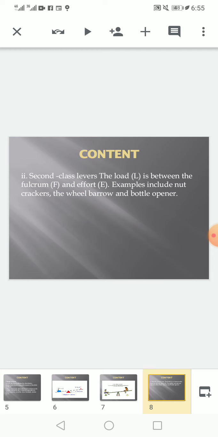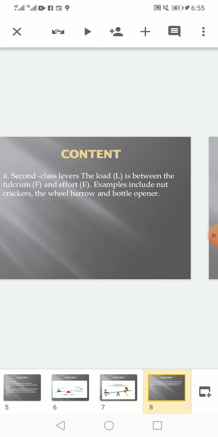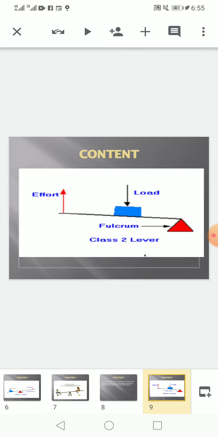However, there are other examples. So the three listed in this PowerPoint are not all the examples of second class lever. There are many more. But all you need to know is that when the load is between the fulcrum and the effort, that class of lever is referred to as your second class, as shown in this diagram.